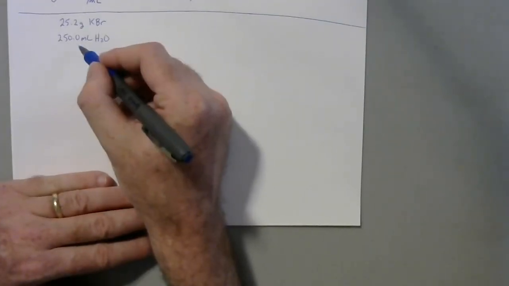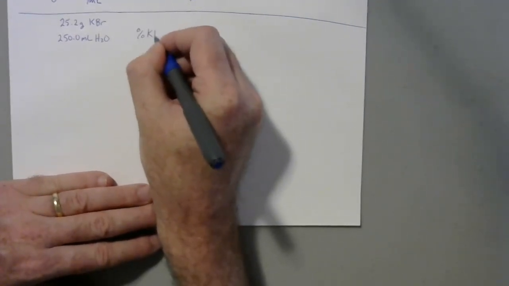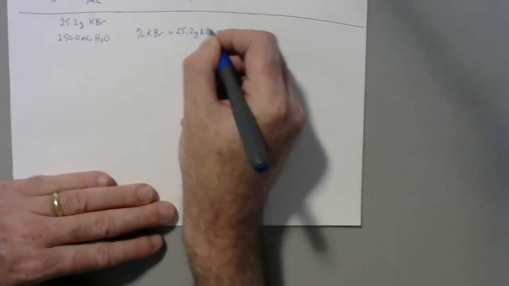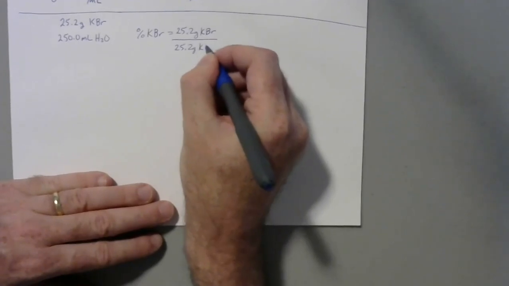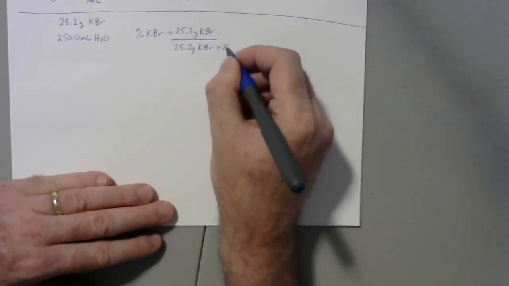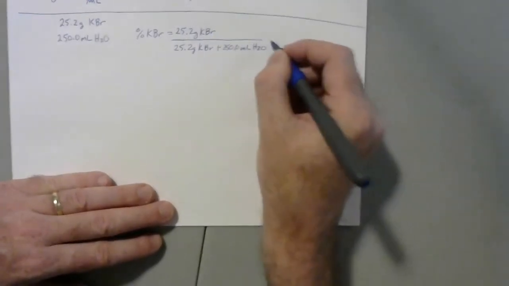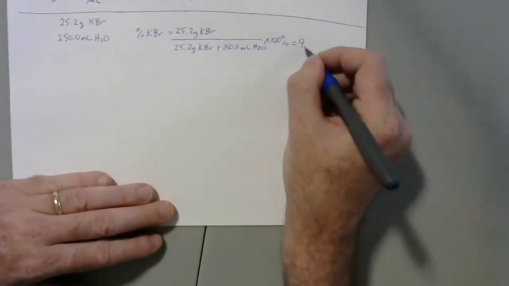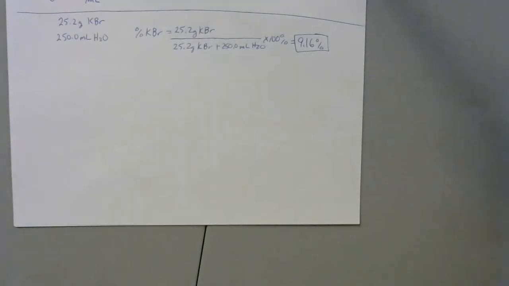Okay, if we look at this particular problem, I've got the mass of the solute, KBr, the mass of the water I added, but that's not the mass of the solution. So if we do percent KBr, we're going to put 25.2 grams of KBr. Then underneath it's going to be 25.2 grams of KBr plus 250 milliliters of water. So we're working it much more like a straight percentage problem in this particular case. And you'll get 9.16%. And that would be your answer.